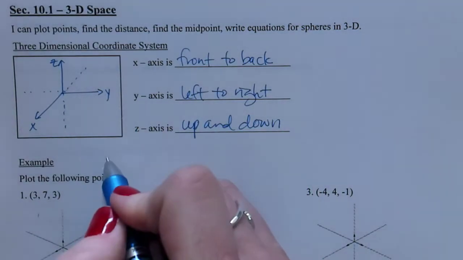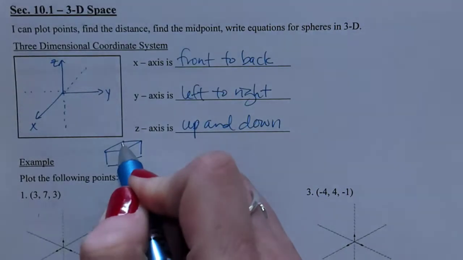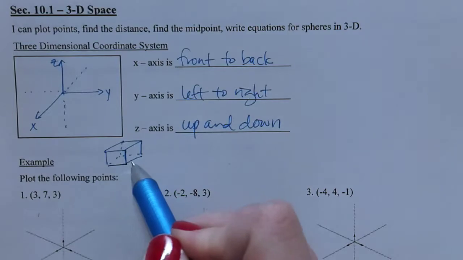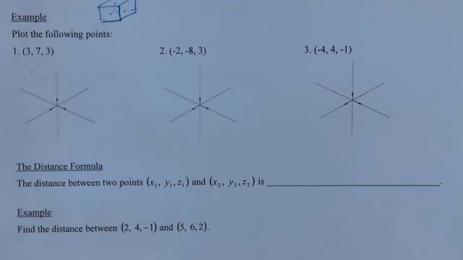Something that does help some students when they're drawing these is to think of when you were little and used to draw these 3D cubes all the time. And that's essentially what we're doing. We're just focused right now on three of the axes, three of the sides. And now we're going to talk about how to plot them.